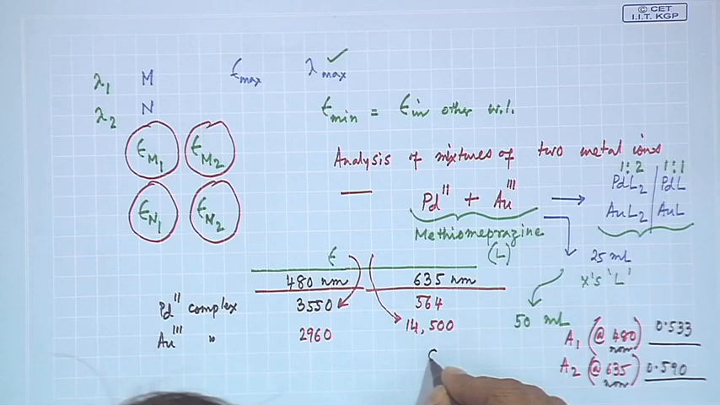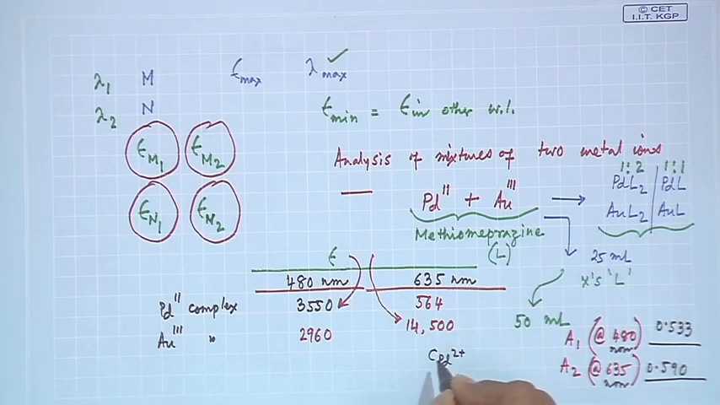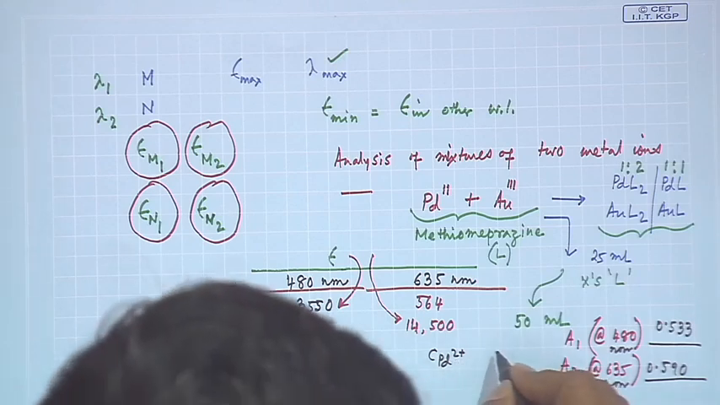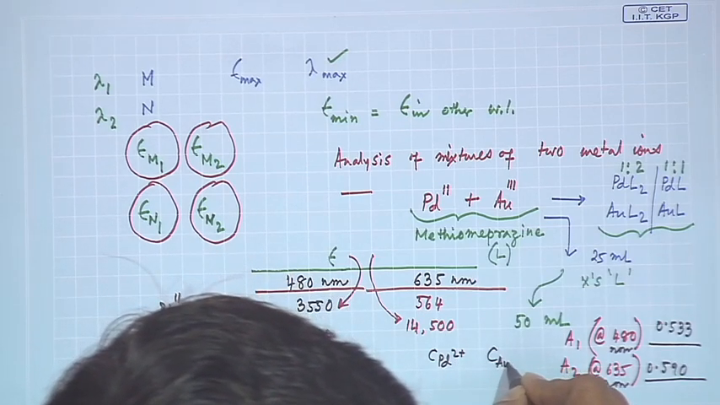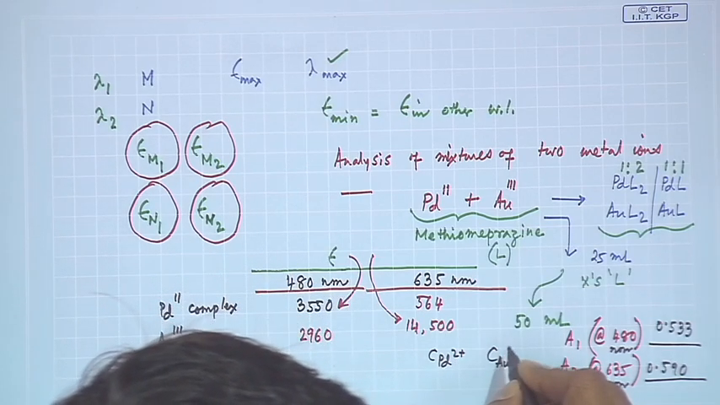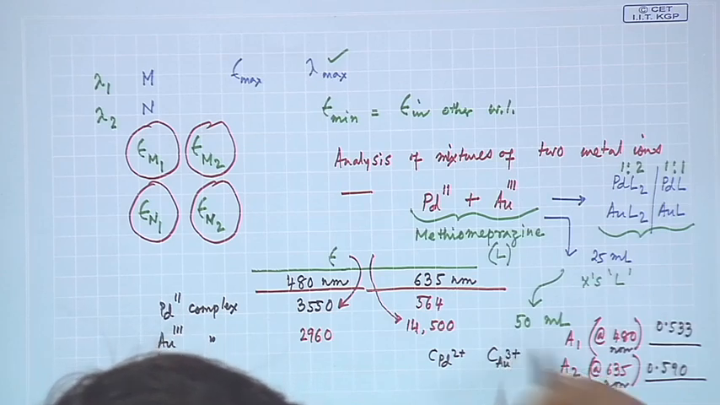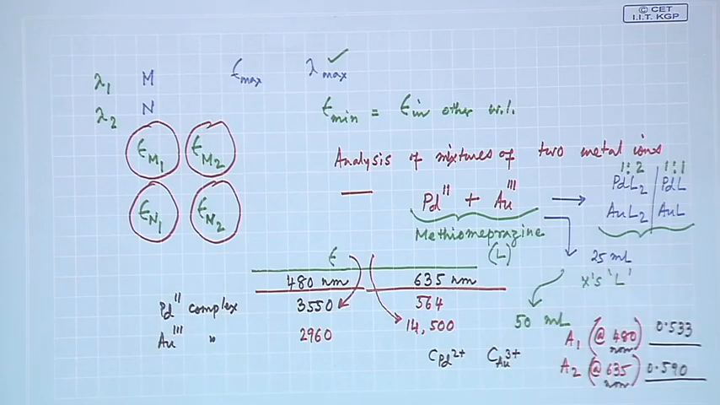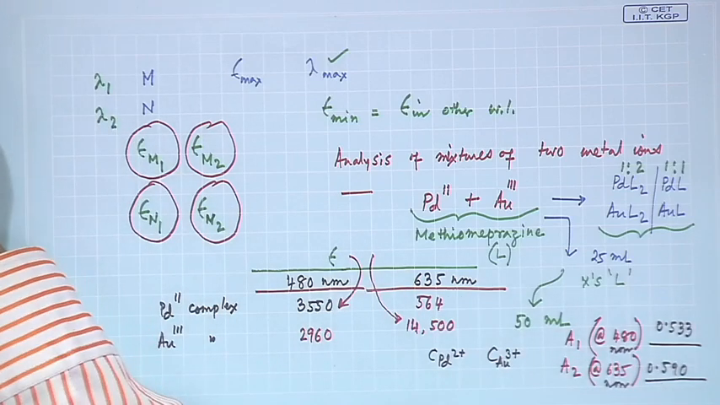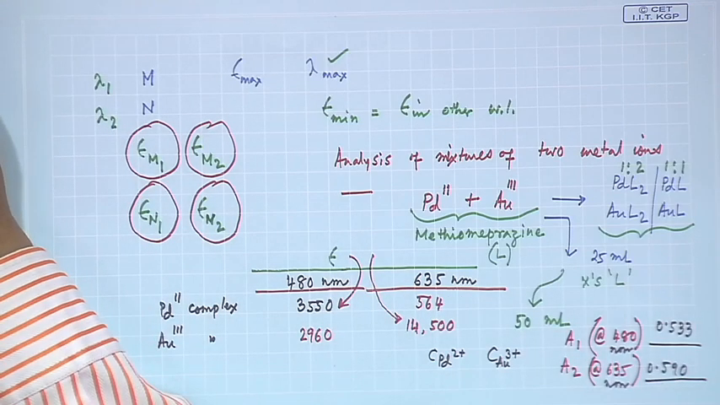One is the c of palladium 2 plus, that is small case c, concentration of palladium 2 plus, and another is c of gold, small case, definitely concentration is always small case, gold 3 plus. So, these are the two unknown quantities we can have, one can be Cm, another can be Cn. Okay. So, this we have seen in these two consecutive equations.